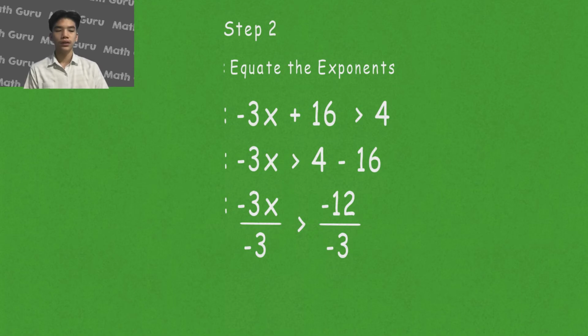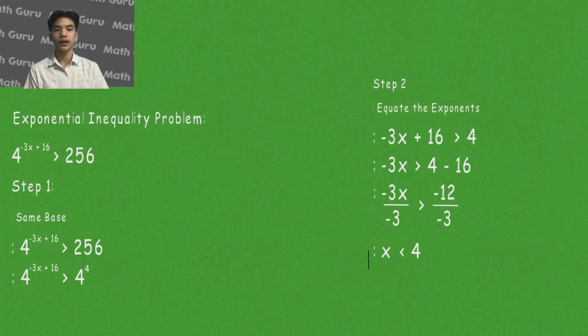Now, with this problem, we have a special case. That special case is changing the greater than sign into a less than sign because we are dividing by a negative number. And another rule is when dividing negative numbers with each other, we will have a positive number. So now we have x. With that, x is now less than 4. So that is what we have for the exponential inequality problem.